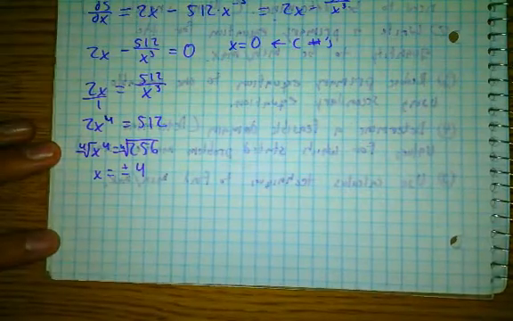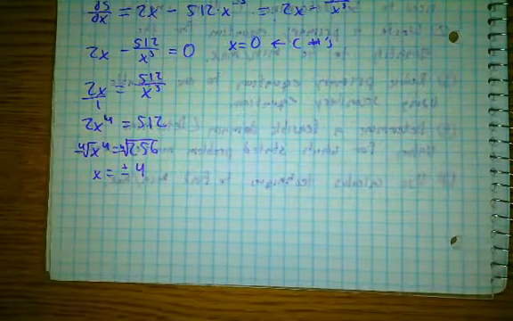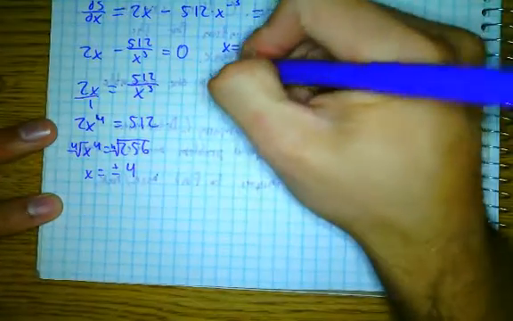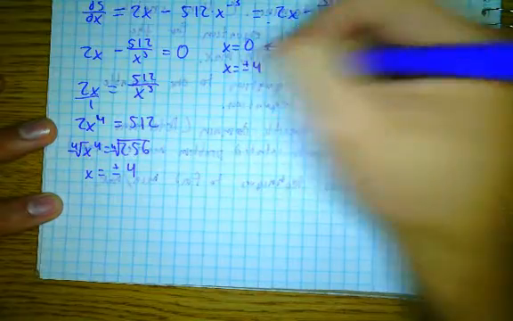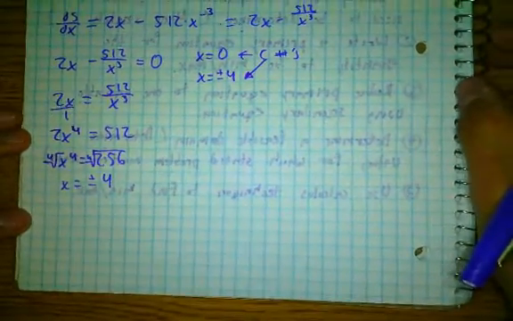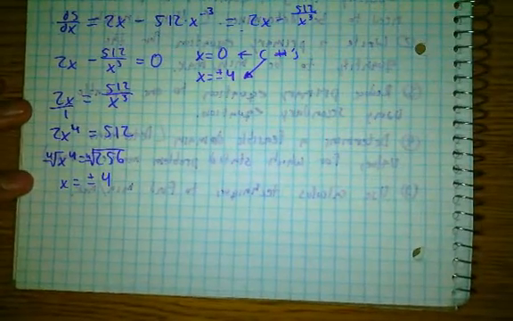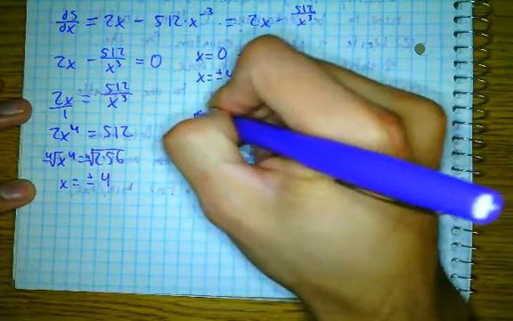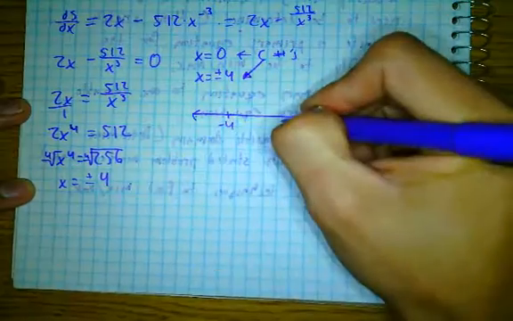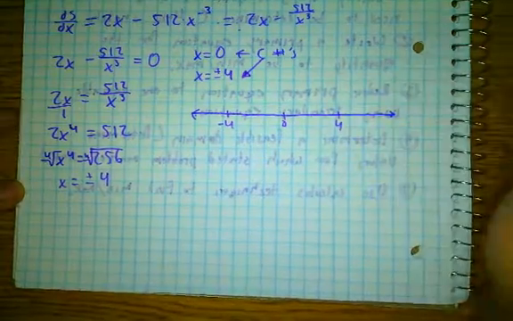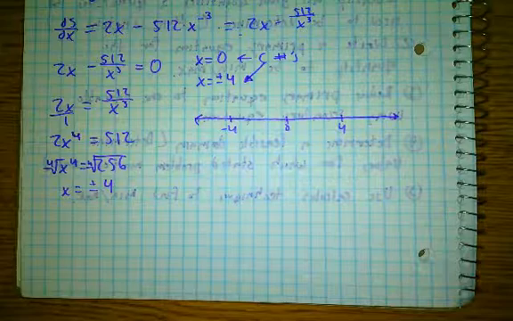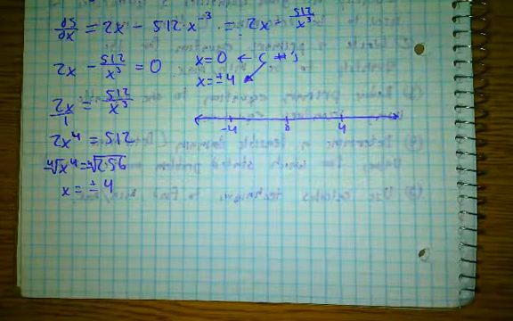Cool? Alright, so here's what we know. X equals 0 and x equals plus or minus 4 are both critical numbers. What can I do with them? Make yourself not a timeline, but a number line. And test the values. We need to figure out where we're having a minimum. Agreed? Okay. So, what would be a good value to test on this side?